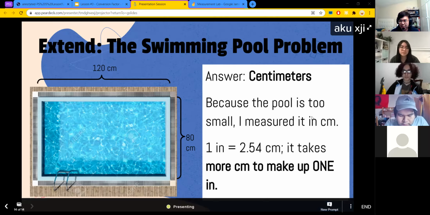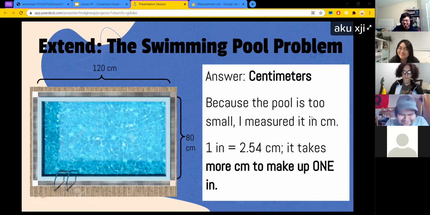All right, I'm just gonna pick on a random person. Danny, what did you get? I got about 47.24 inches. Right, okay, 47.24 inches. So we know 47.24 inches is 120 centimeters, and of course that's less than 120 inches. So if I want the pool to be bigger, I need to measure it in inches.